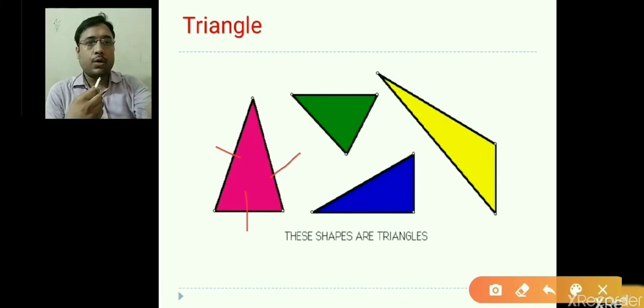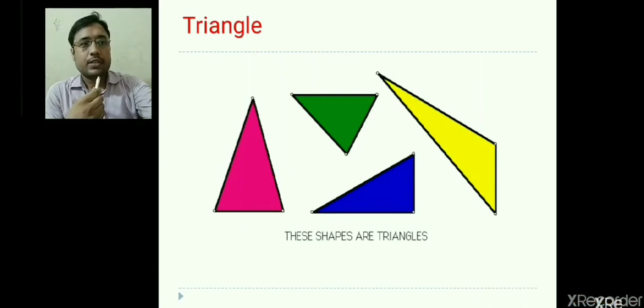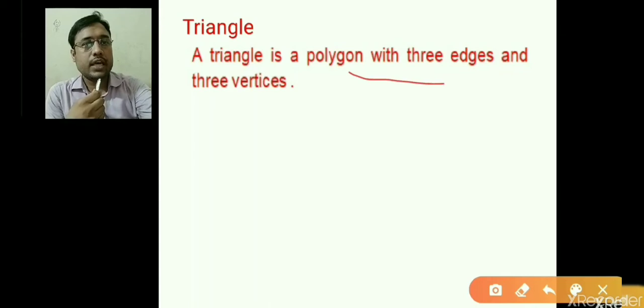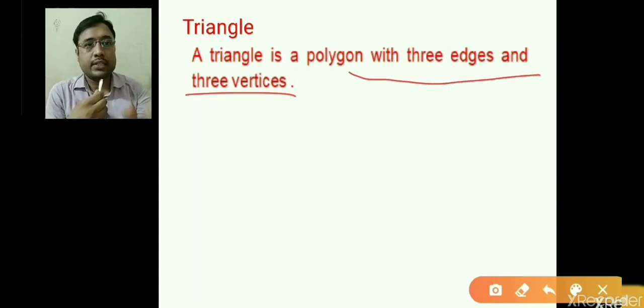It is a polygon. Polygon means a closed figure bounded by line segments. Okay. So here we can see a triangle. We can define that a triangle is a polygon with three edges and three vertices. So it has three edges and three vertices. Okay, that means three sides.